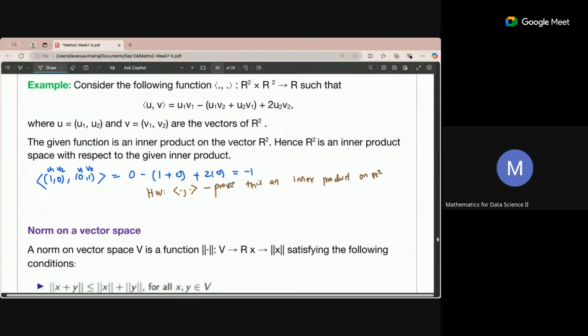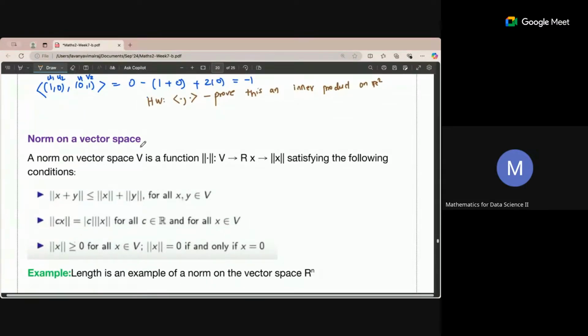Okay. So the next concept is norm on a vector space. Okay. So norm usually refers to distance, or it measures distance. Something which measures distance. So a norm on a vector space V is a function from V to R. Okay, so it takes a vector from V and gives out a real number as a value. This function should satisfy these three properties.